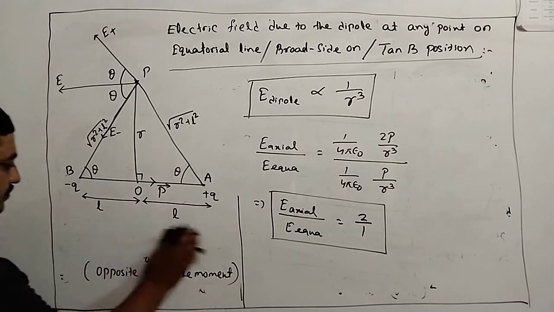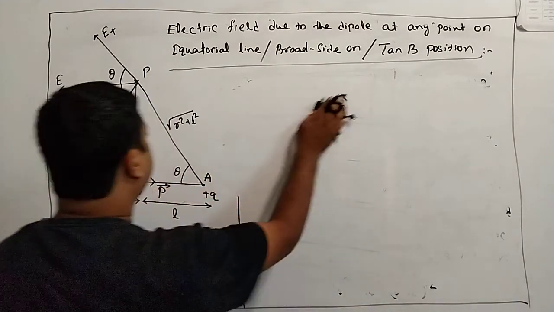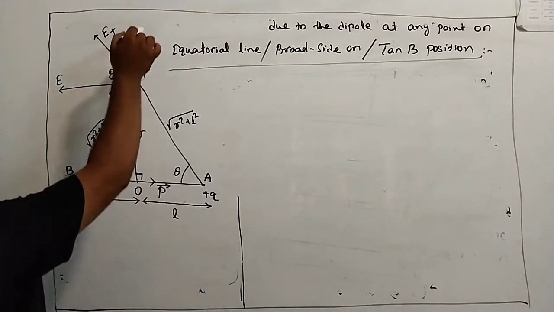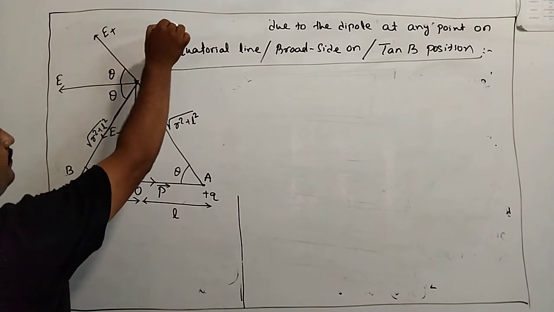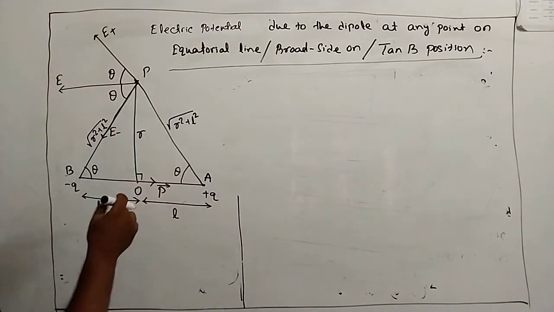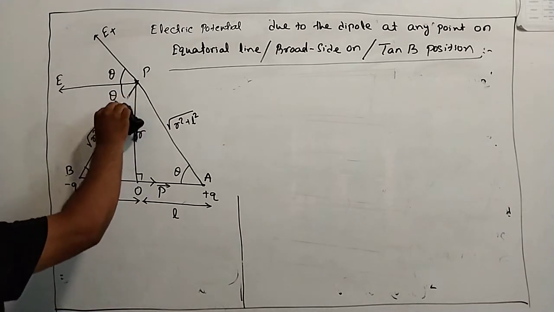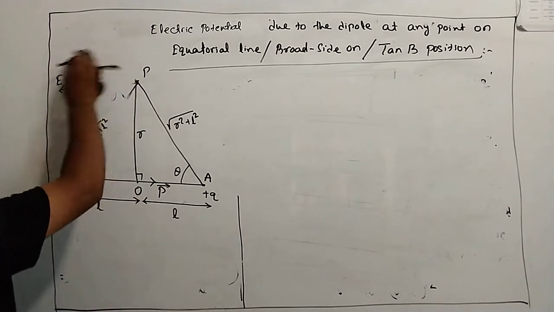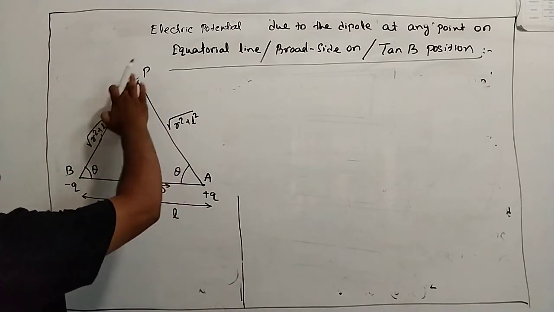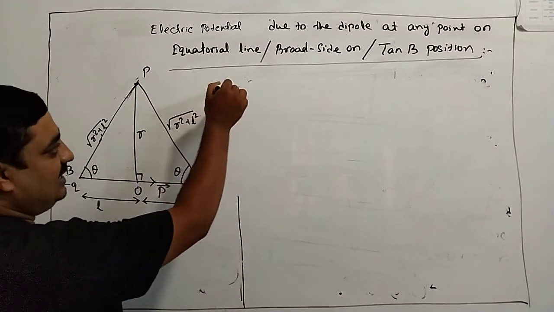Next, we'll go for electric potential due to dipole at any point on equatorial line. Electric potential due to the dipole at any point on equatorial line. Now consider the same dipole. We are finding the potential at the point P.